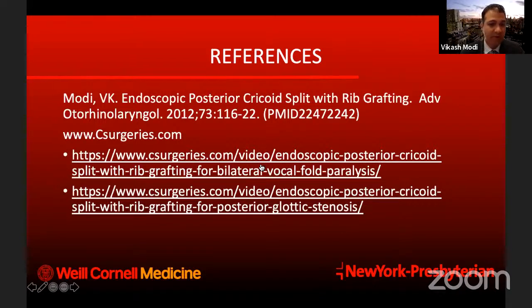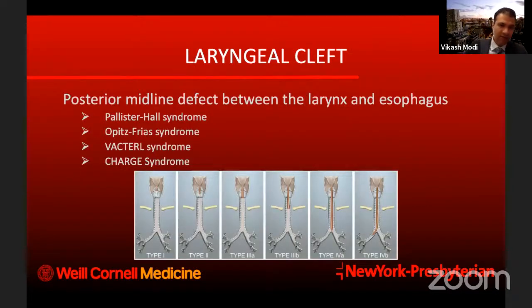We've published both of the videos on csurgeries.com that also go over the technique and how you do that. If you want to look up the surgery for endoscopic graft for vocal fold paralysis as well as posterior glottic stenosis. Now we're going to move a little lower down to laryngeal clefts.